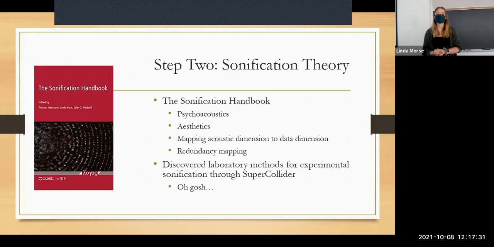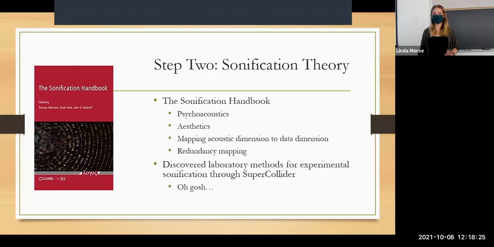So psychoacoustics, aesthetics, which is a really hot topic because as soon as you start adding aesthetics and art into your scientific research, some more hardcore scientists say that that's not replicable and that it's not exactly hard science, it's more art. So that was a rough chapter to read. And then there's the idea of mapping the acoustic dimensions to data dimensions, like I talked about earlier. And something that I'm going to be working on next is redundancy mapping. So the idea of you have a parameter of data that you really, really want to bring attention to. You can map multiple parameters of the sound, so like amplitude and pitch or something like that, to one specific data parameter. Which kind of sounds obvious, like of course you could do that, but a lot of things in this textbook sounded really obvious once I read them, but I never would have thought of them on my own. So it's a good read, I highly recommend it, if that's your thing.